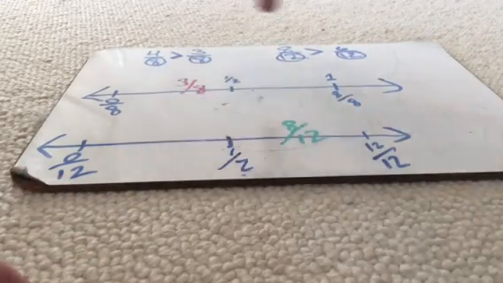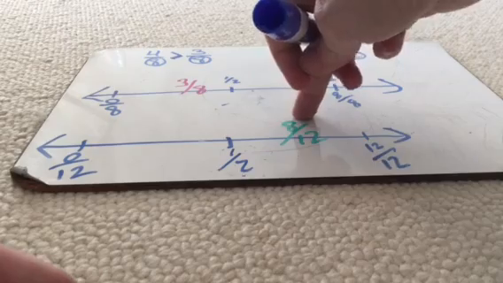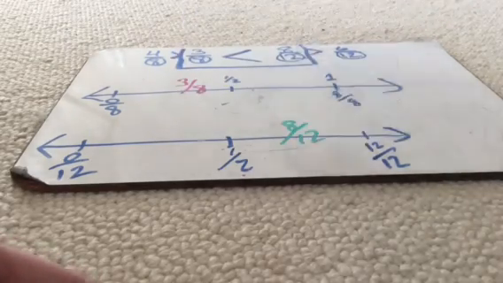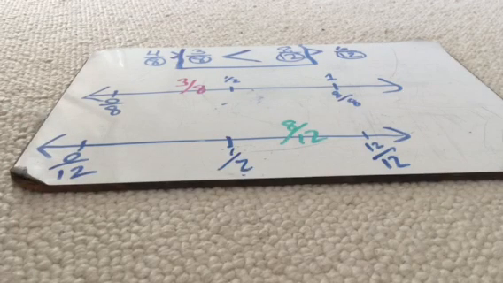So 3 eighths is less than 1/2. 8 twelfths is more than 1/2. So 8 twelfths must be the bigger fraction because 1/2 is in between.